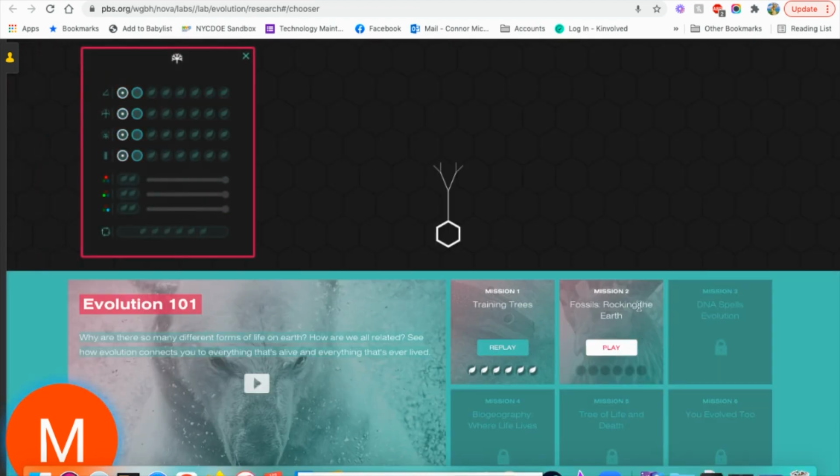And the next level is going to be looking at fossils, and then you have all these different kind of sections. There's DNA, where they live, and there's all these different options that they could play.